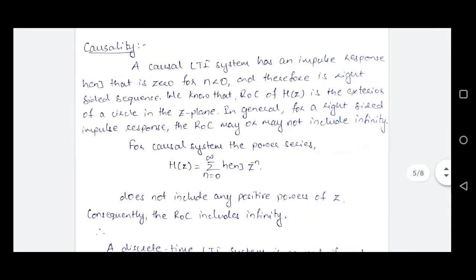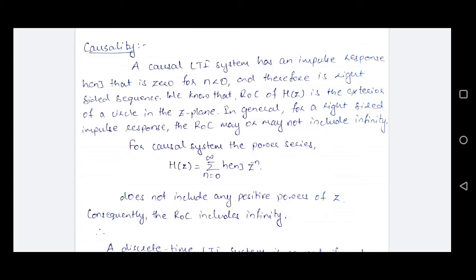By the definition that we studied in module 2, we know that a system is causal if the output of the system depends on present input, past input, and in some cases past outputs as well, but not on the future values of the input. And from the definition we studied in module 3, a linear time invariant system will be causal if its impulse response is 0 for negative values of n, or for n less than 0. If the impulse response is 0 for n less than 0, it means the impulse response has to be a right-sided sequence. And we know that the region of convergence of the system function H of z will be the exterior of a circle in the z plane.